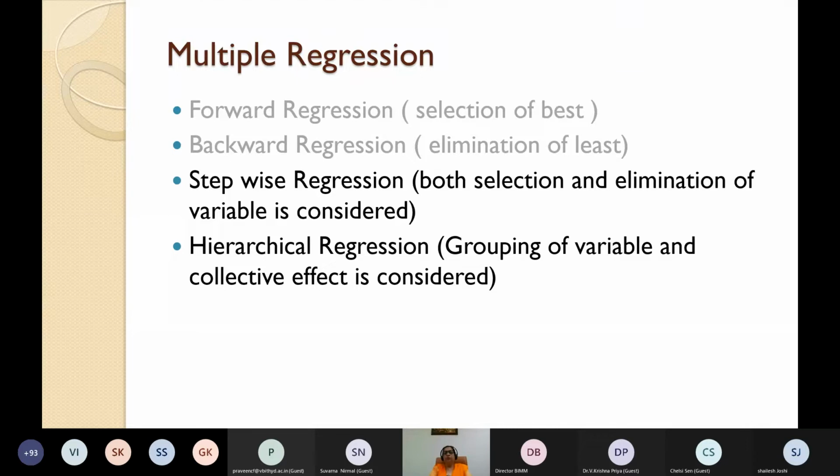We are also going to discuss hierarchical regression, wherein you group the variables and identify their collective effect. And we are also going to identify the major difference between stepwise regression and hierarchical regression, and the limitations or shortcomings of each method.